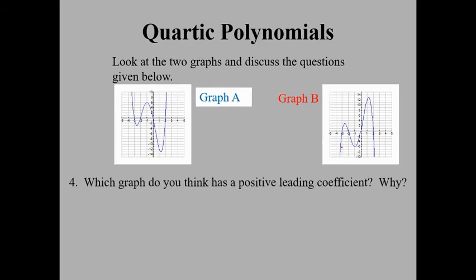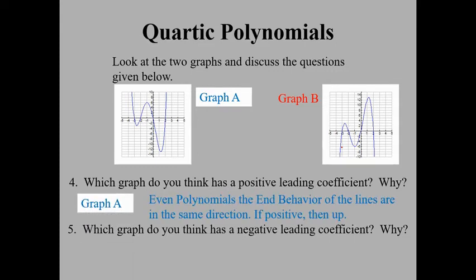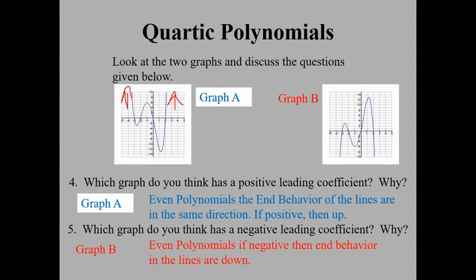Which graph do you think has a positive leading coefficient and which graph do you think has a negative leading coefficient? That's right, graph A has a positive leading coefficient. Why? Because in even polynomials the end behavior of the lines is in the same direction, and if you're positive, that means they're pointing up. While graph B is negative, so the end behavior lines are pointing down.